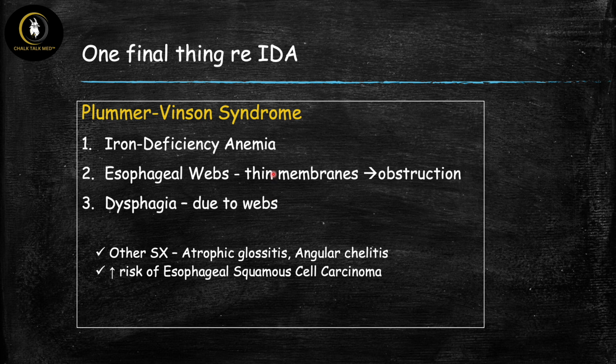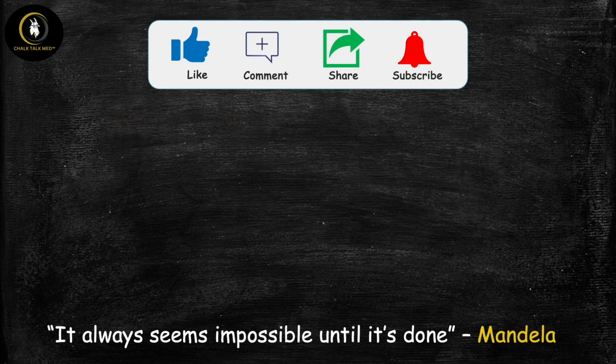So in other words, someone has long-standing and severe iron deficiency anemia, and this severe lack of iron in the tissues of the esophagus causes thinning membranes and weakened esophageal muscles, which then leads to the formation of the webs and the difficulty swallowing. Lack of iron can also damage the cells of the mucosa of the mouth, so it can cause atrophic glossitis, which is inflammation of the tongue, or angular cheilitis, which is inflammation of the angles or corners of the mouth. And then finally, it's important to recognize that Plummer-Vinson syndrome is associated with an increased risk of squamous cell carcinoma of the esophagus. Okay, that's it and that's all.